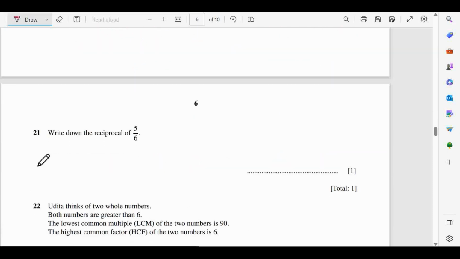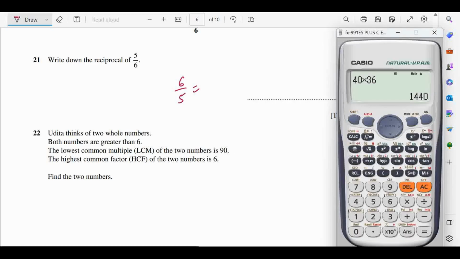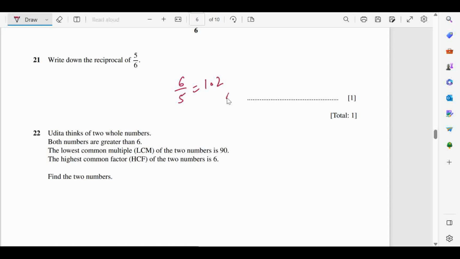Let's move to question number 21. Write down the reciprocal of 5 by 6. So the reciprocal of 5 by 6 will be 6 by 5, and we can also write it in decimal form, 6 divided by 5. This will be equal to 1.2. So this will be the final answer.